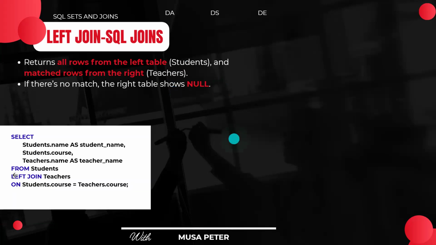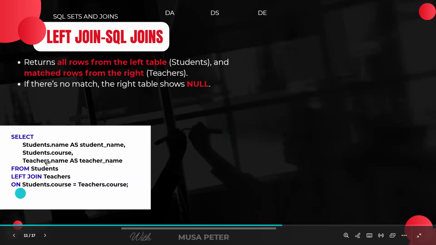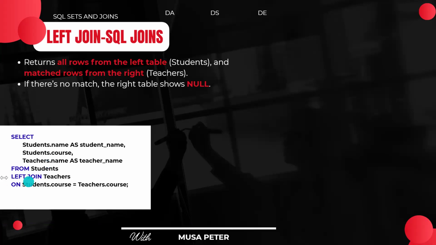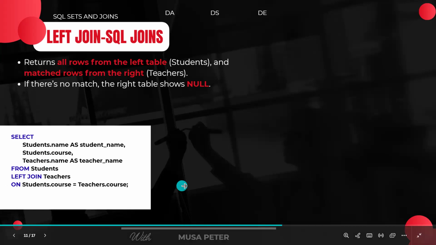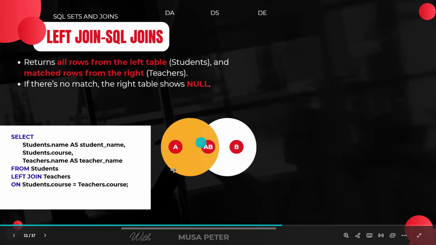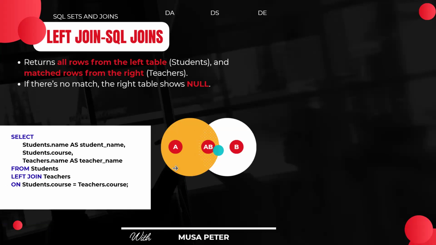Now we are using the same query in this case, and then we are replacing inner join with left join. I want you to look at that. This is left join. We've used a left join, and then the condition is still the same. So in this case, we are only interested in all the values of the left table and then any matches within the right table. Any matches within the right table.